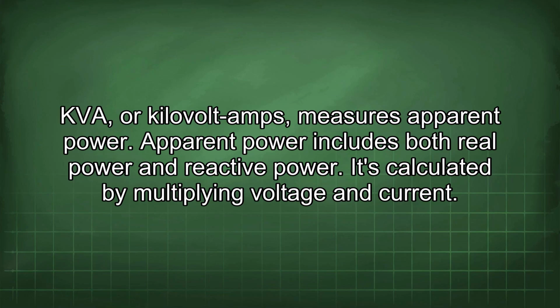KVA, or kilovolt amps, measures apparent power. Apparent power includes both real power and reactive power. It's calculated by multiplying voltage and current.